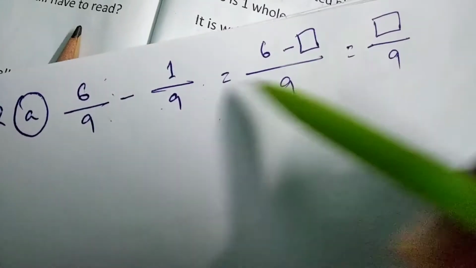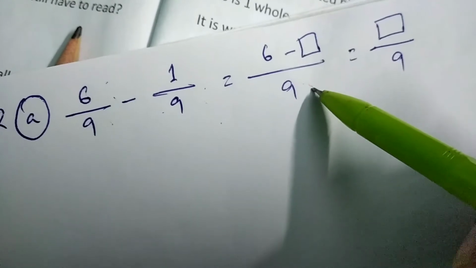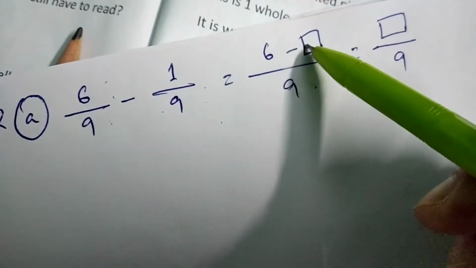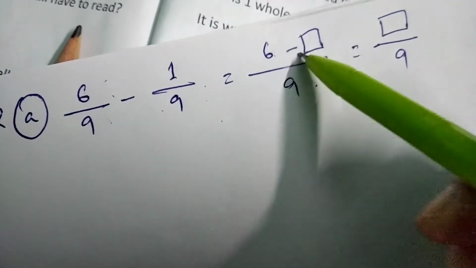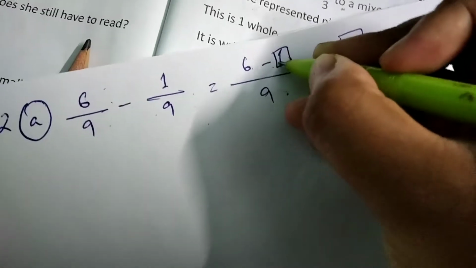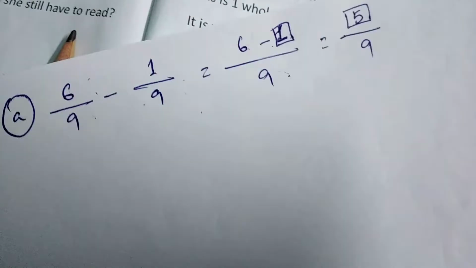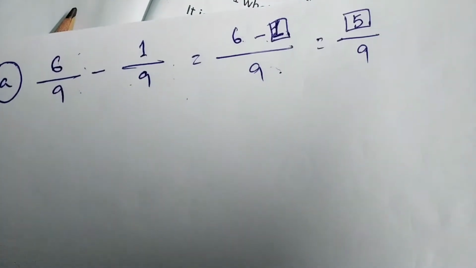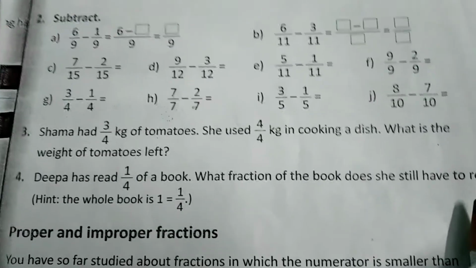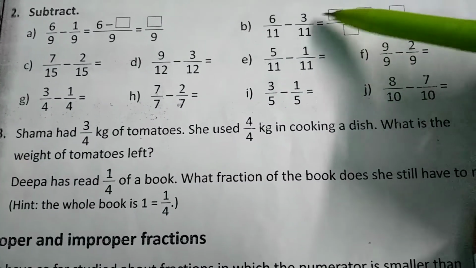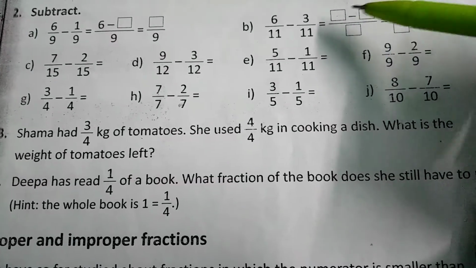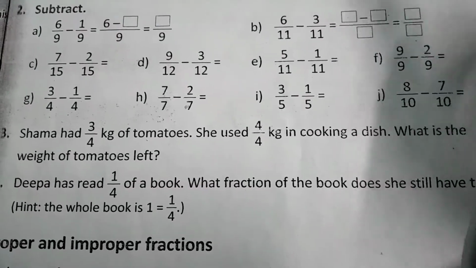So 6 by 9, so 9 remains the same, that means the denominator remains the same, and you need to put here what? So 6 minus 1. When you subtract 6 minus 1, it will be 5 by 9 as the answer. So it's very simple. Like that you can do B, a similar question is given. Here the denominator will be 11 and you need to do 6 minus 3. So 6 minus 3 is 3, so 3 by 11 will be the answer.